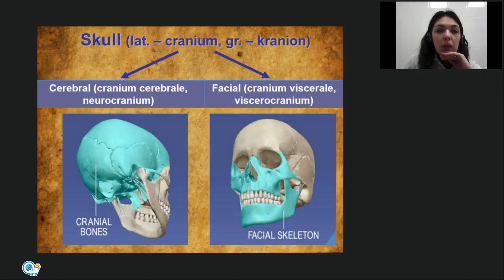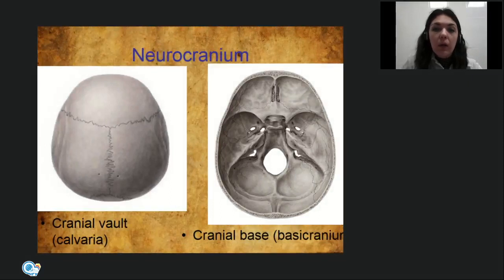Okay, so skull, in Latin it is cranium, in Greek cranion. And as you have already got to know, it is divided into the cerebral skull, cranium cerebrale, or neurocranium, and the facial skull, cranium viscerale, or viscerocranium. That's what we have already said. Neurocranium, in its turn, is divided into two more parts. The lower part is named cranial base, basicranium, here we can see it, and the upper part is named cranial vault, or calvaria, skull cap.